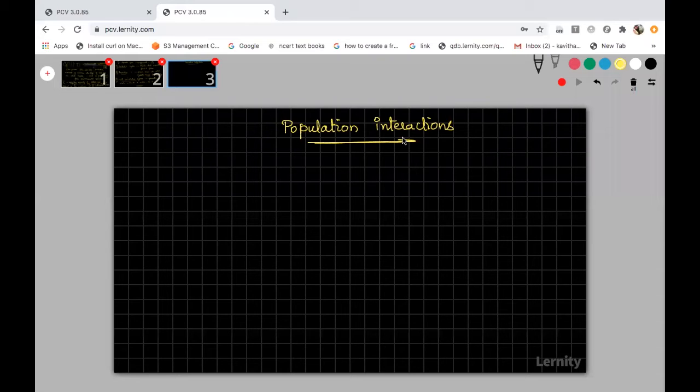The second concept you discussed is the growth of population, that is the growth model of population. Under that, we studied the exponential growth pattern and logistic growth pattern. And now the third topic is population interaction. So what do you mean by population interaction?